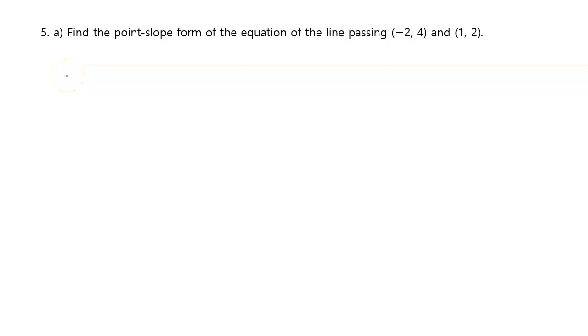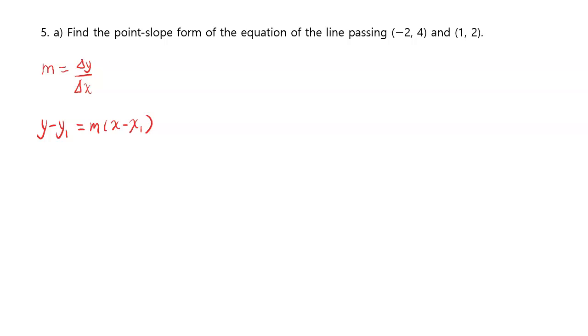Find the point-slope form of the equation of the line passing through (-2, 4) and (1, 2). When it comes to line equations, you have to remember two very important formulas. First, the slope equals the change of y over the change of x. And the next important formula is the point-slope form, which is y minus y1 equals m times x minus x1. Now we're going to use these two formulas to solve this, so let's try this.